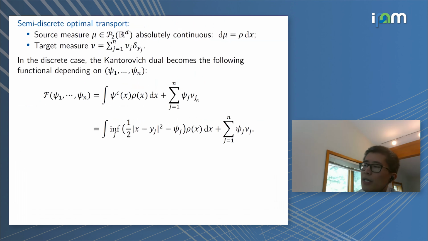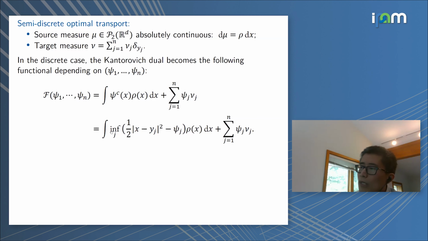Now in this case, the target distribution is just a Dirac mass, so the expectation with respect to the target is just given by the finite sum here. And remember that psi C is the C transform of psi. But because psi is a discrete thing, the C transform can also be written down very explicitly. It's just this function.